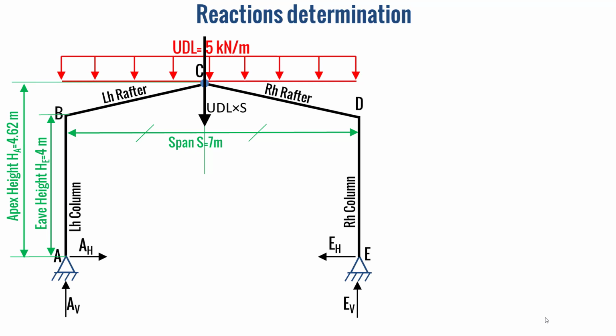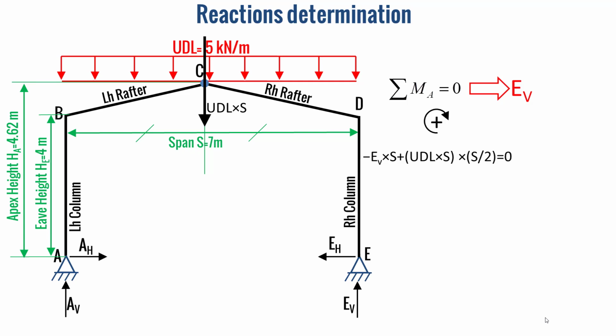We will also convert the UDL into a point load, the UDL multiplied by the span S, and we will apply the equilibrium equation of moment at the point A. That will permit us to determine the vertical reaction at the point E. If we consider the clockwise direction as the positive direction of the moments, and we apply the equilibrium equation, we will obtain EV equal to 17.5 kilonewton.